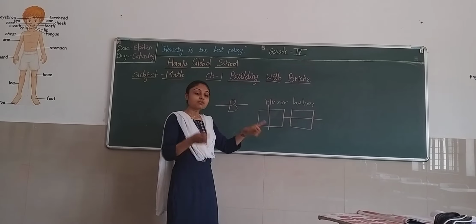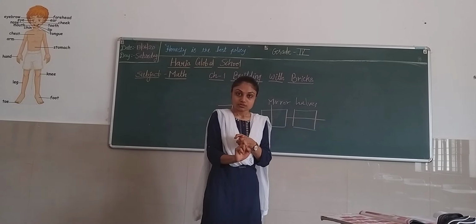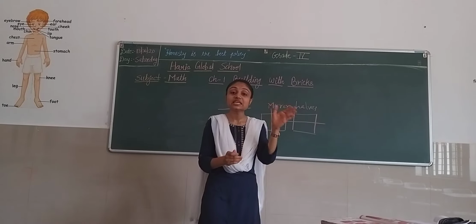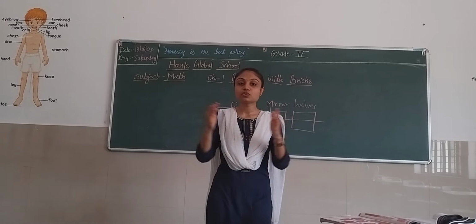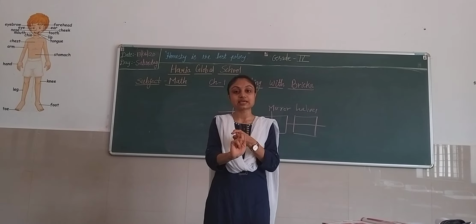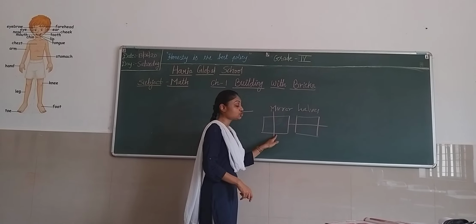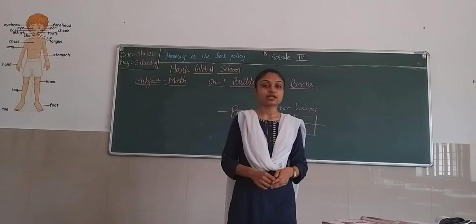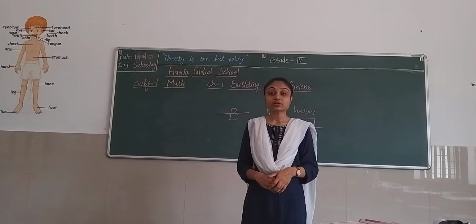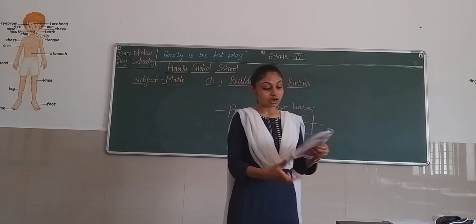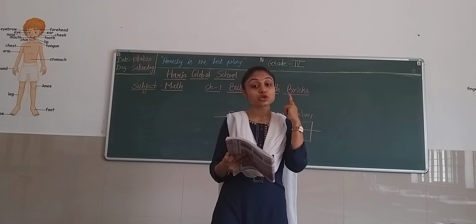Why mirror halves? Because they both look exactly the same, and they both have equal portions. One object is divided into equal portions and they both look the same. That's why we can call it mirror halves, and the line which we draw in between is called the line of symmetry. Now the question is, in which pattern can you show the mirror halves? So you have to find those patterns which can be divided into two equal parts.